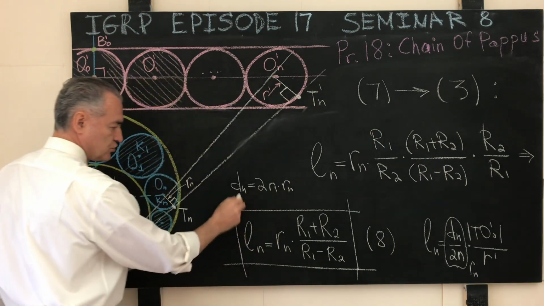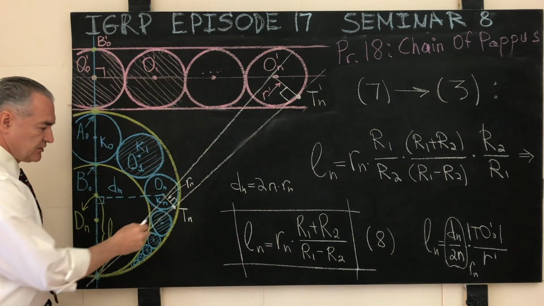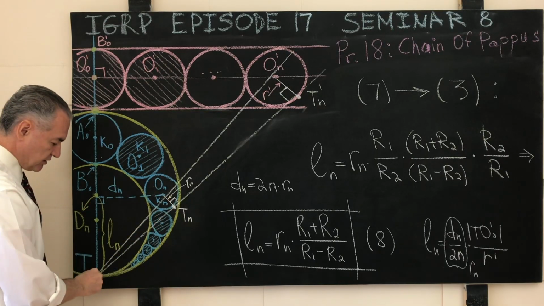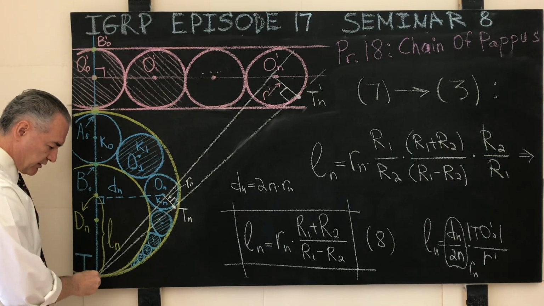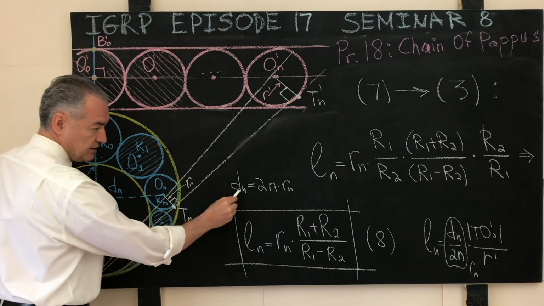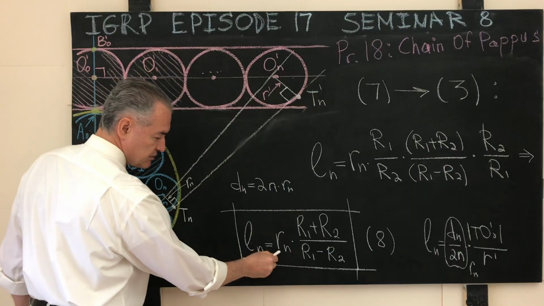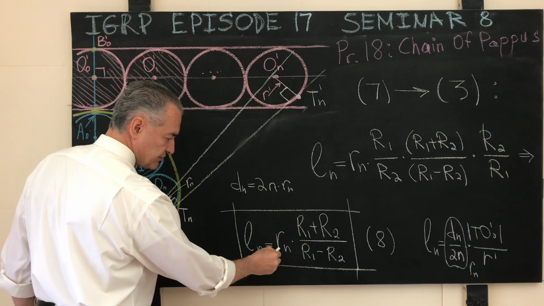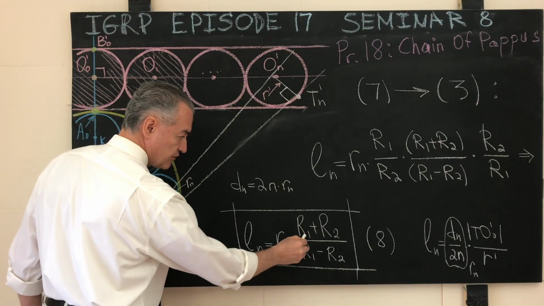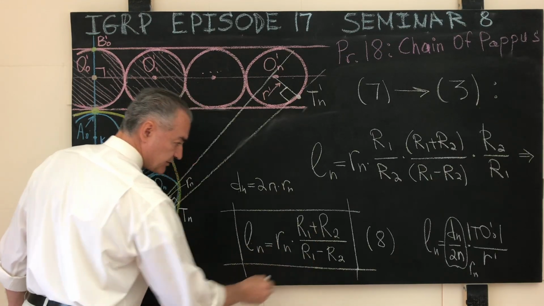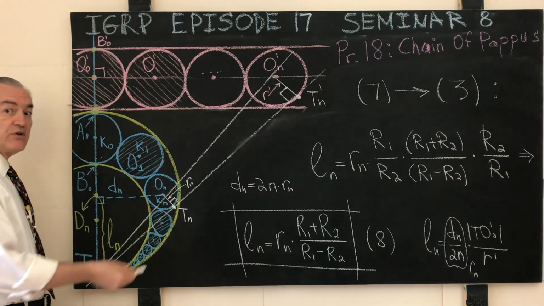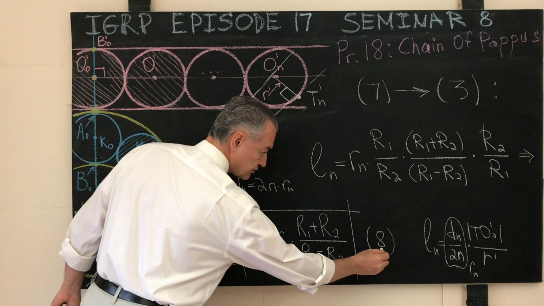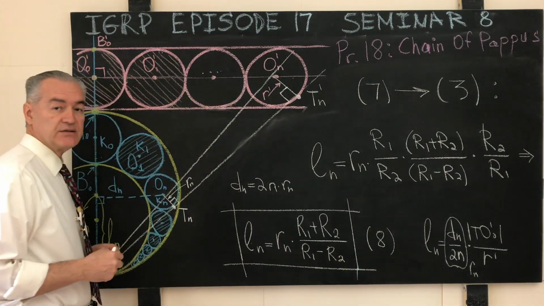So we have our two displacements, the horizontal displacement of the center of the nth inscribed circle and its vertical displacement with respect to the point T, d and l, and this relationship is equal to the radius of the nth inscribed circle times the ratio of the sum to the difference of the radii of the generating circles, r1 and r2. We will refer to this relation as the relation number 8.